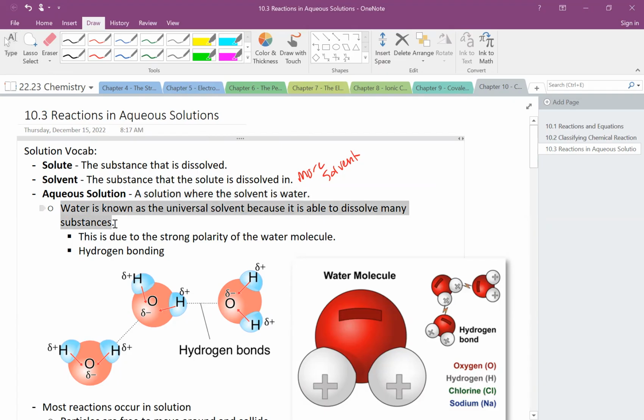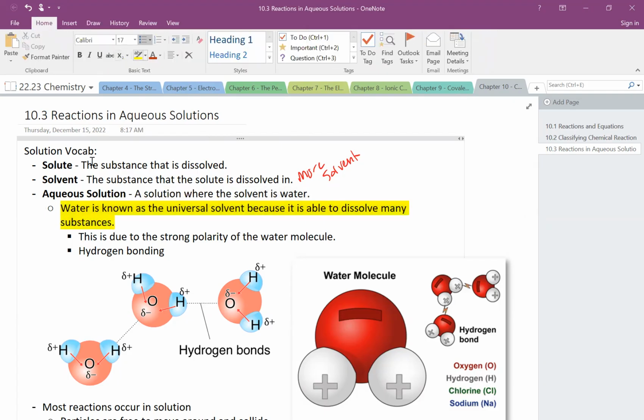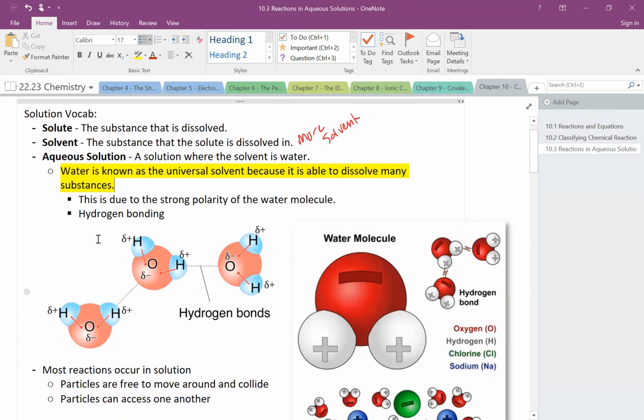And I'm going to highlight this next sentence. This is pretty important. Water is called the universal solvent because of how easily it can dissolve many other substances. No other substance that we know of dissolves as many different compounds and molecules as water does. The reason water is such a strong solvent is because it has that really strong polarity in the water molecule, and it can undergo what's called hydrogen bonding, which we talk about in chapter 13.